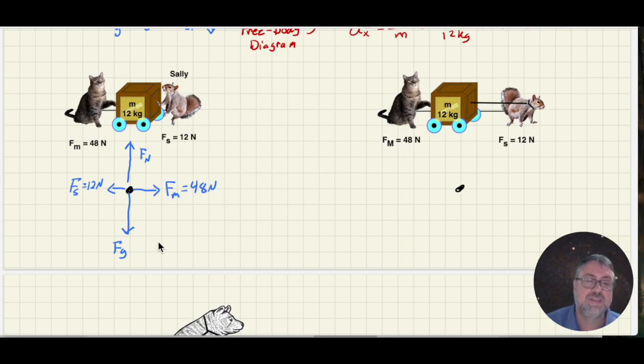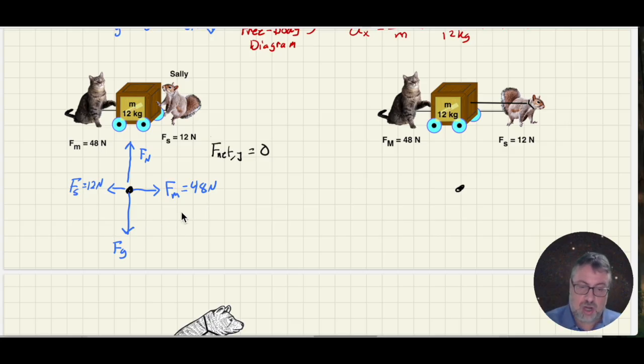So if we take a look at the force diagram, I see that the forces in the y direction are in equilibrium. The normal force and the gravity will cancel out. This box is not going to accelerate up or down as long as the floor holds out. So that means the net force in the y direction is 0. When I add up all the vertical forces, they cancel each other out. However, the forces in the x direction are not 0.